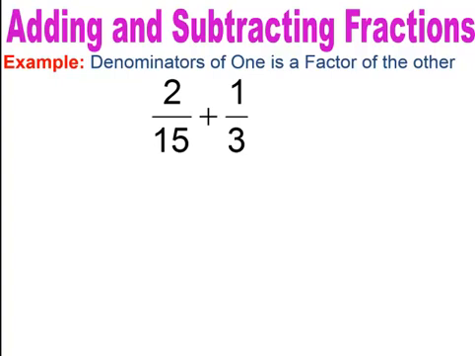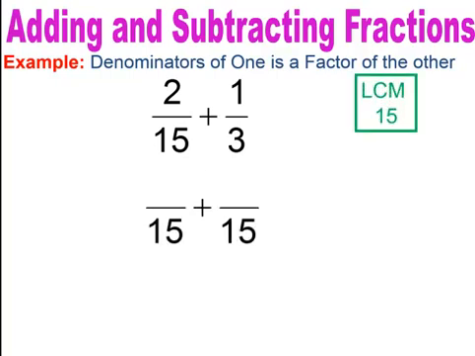So here's an example here. I have 2 over 15 plus 1 over 3. I do not have a common denominator, therefore I cannot add these fractions until I have a common denominator. So that means I'm going to have to convert the fractions. So the first thing I always want you to check is, does the smallest number divide in evenly into the largest denominator? So in this case I see 3 does divide into 15, therefore my least common multiple will be 15.